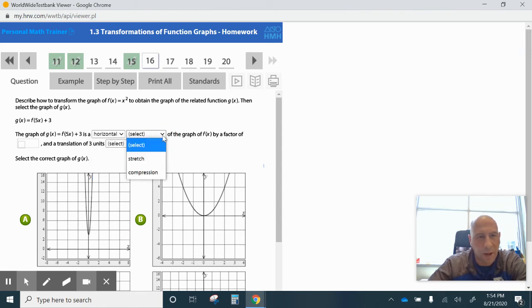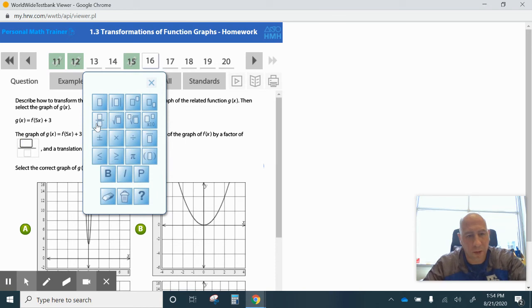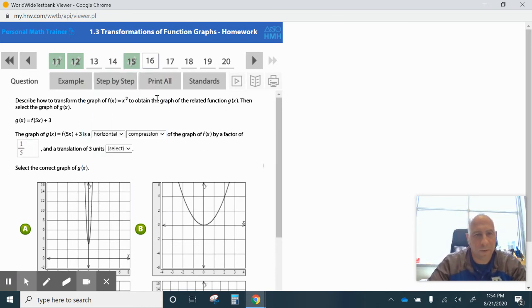And then I believe that, and I'm going to go back. I always forget compression and stretch. I'm going to look at my notes on page 10. That's the B value. In that case, it's greater than 1, so it's a horizontal compression by a factor of, you always do the opposite, so it's actually 1 divided by 5. And a translation of 3 units up.